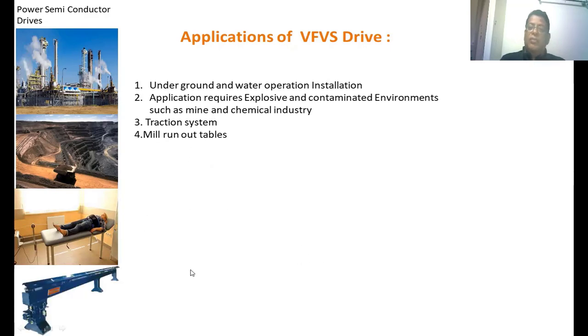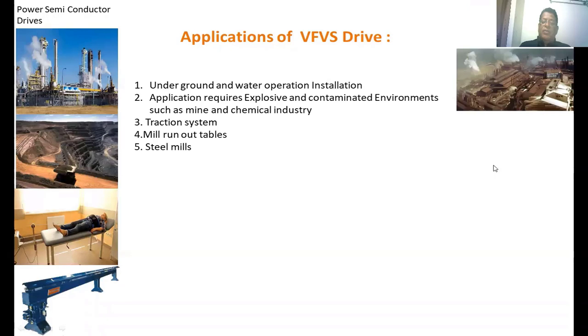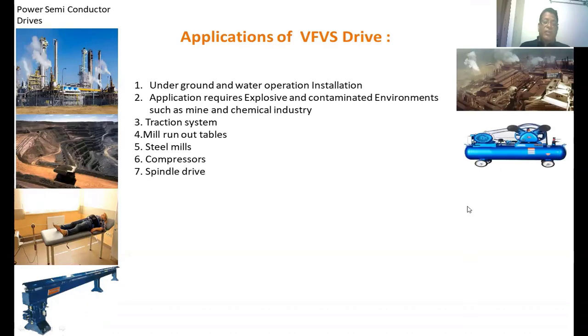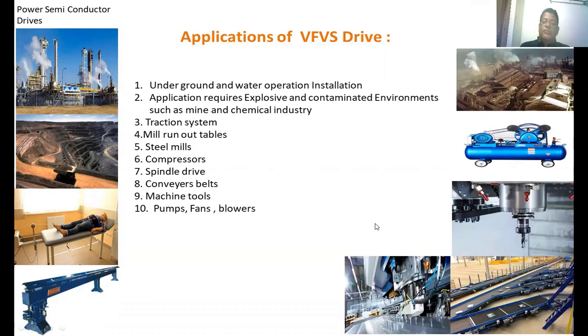This is a mill runout table. It also operates on a V by F control drive. Steel mills also use V by F control. Compressors also can use V by F control. Spindle drives are also operated with a V by F control drive. Conveyor belts, machine tools, pumps, fans and blowers.